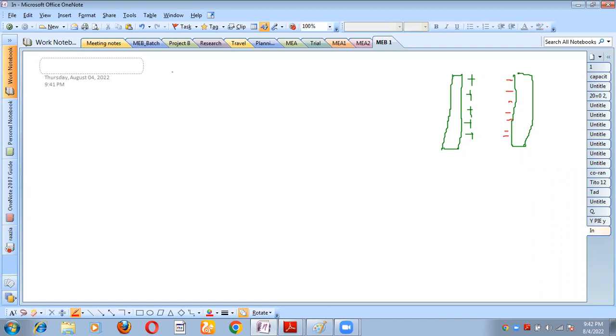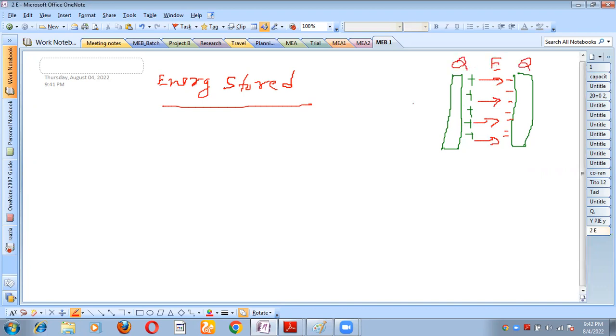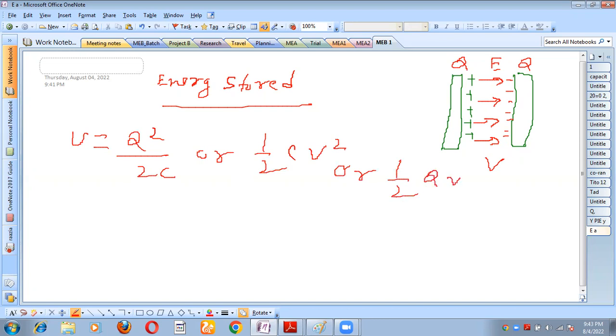First we will see energy stored in a capacitor. What is the energy stored in a capacitor? There is an electric field between the plates, so there must be electrostatic potential energy between the plates. The charge on the capacitor is Q, potential is V, so we know that energy stored in a capacitor is Q square by 2C or half CV square. Getting my point? Or we can also write it as half Q into V. These all are expressions for energy stored in a capacitor.